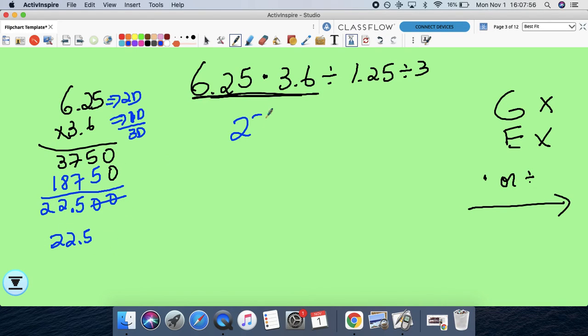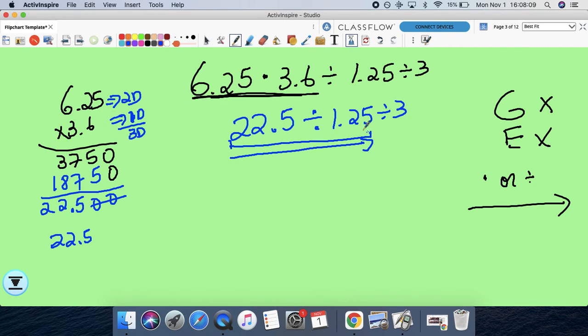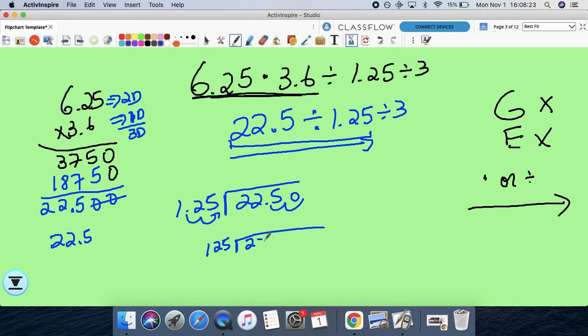So now I have 22.5 divided by 1.25 divided by 3. So now again, I'm going to look from left to right, and we're going to do this first now. So 22.5 divided by 1.25. We're going to move the decimal 2 over, 1, 2. Now move this decimal 2 over, 1, 2. So we put a 0 there. So it's 2,250 now divided by 125.